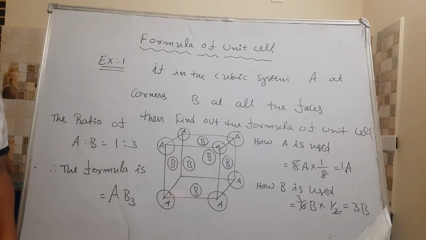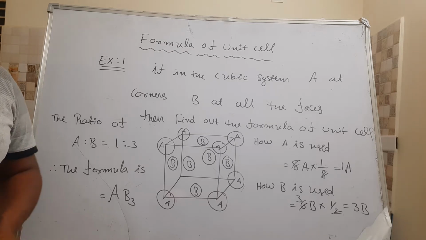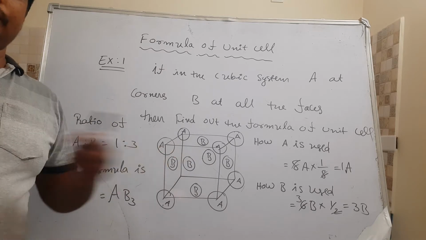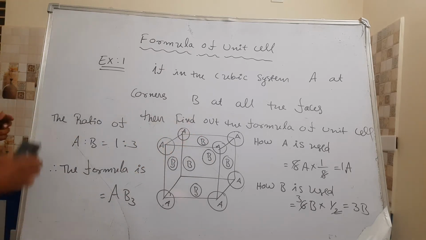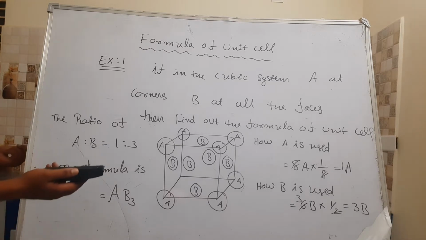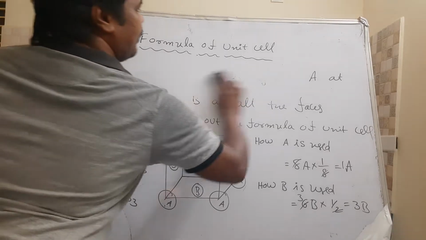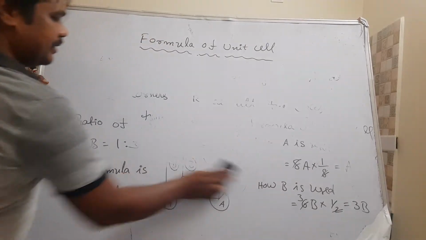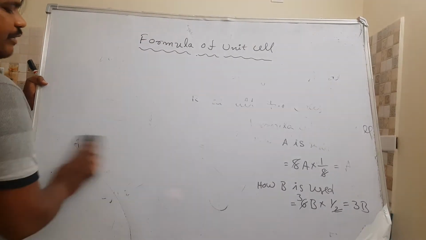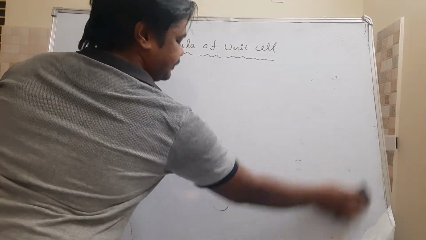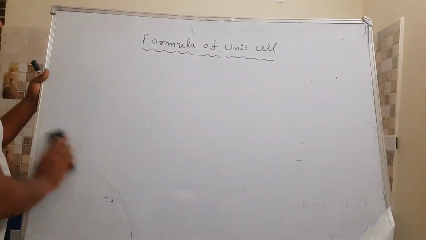Let me give you another example. Just take a screenshot, otherwise pause the video and take the notes. This is how to find a formula when you know the sharing of lattice points to a single unit cell. I am going to give you one more question to solve.